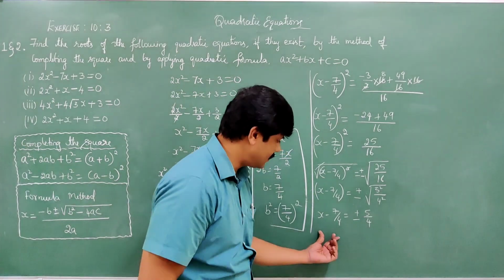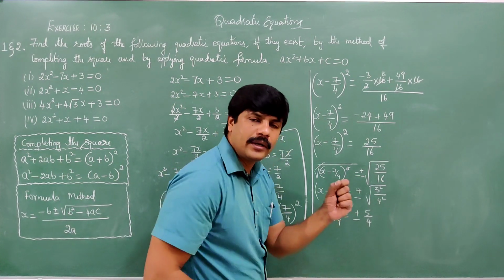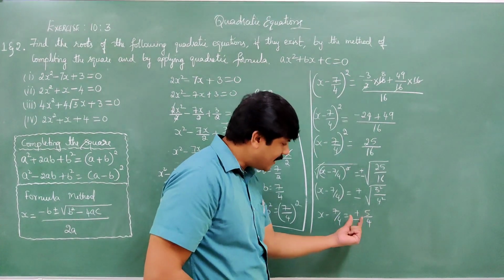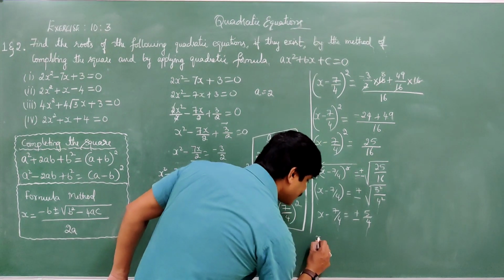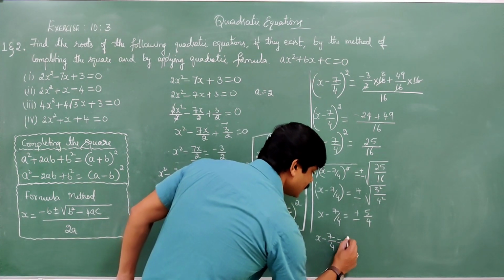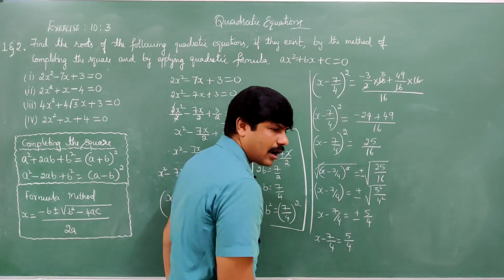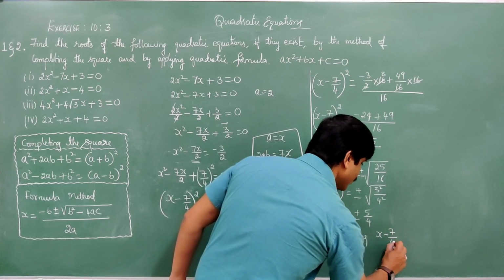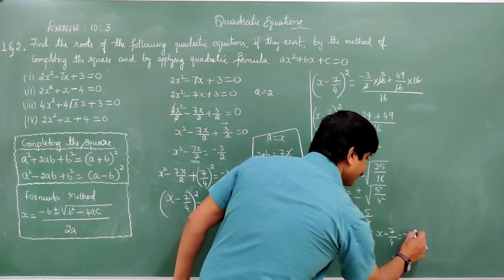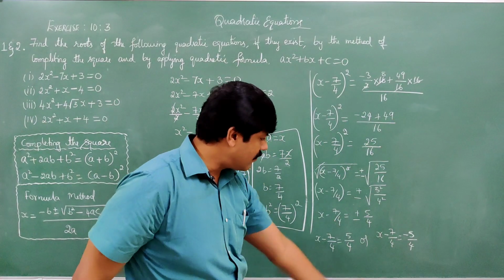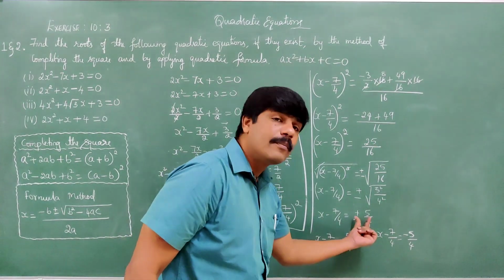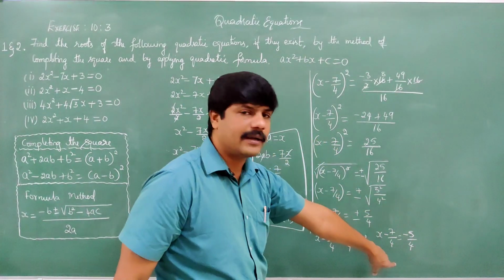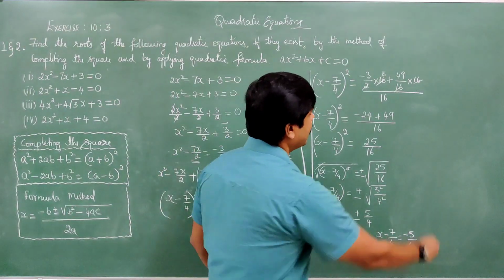once you get this, you need the value of what? X, not everything. But here 2 values are there. How do you take 2 values? X minus 7 by 4 is equals to plus 5 by 4, or x minus 7 by 4 is equals to minus 5 by 4. 2 values I have split. Once I equate x minus 7 by 4 with plus 5 by 4, and the other time I equate x minus 7 by 4 with minus 5 by 4. Understand that? So we have to find 2 values here.